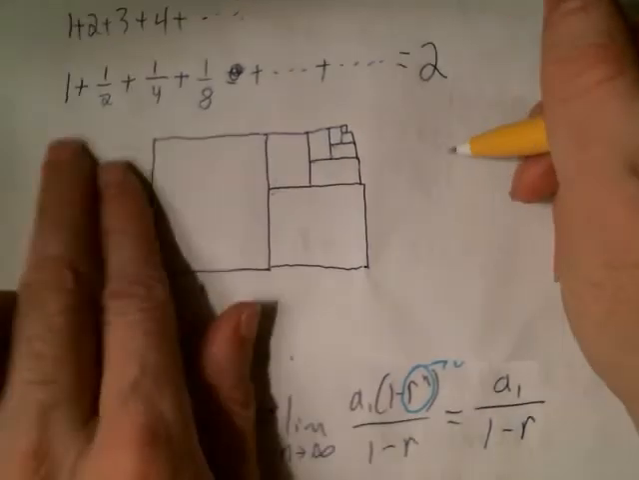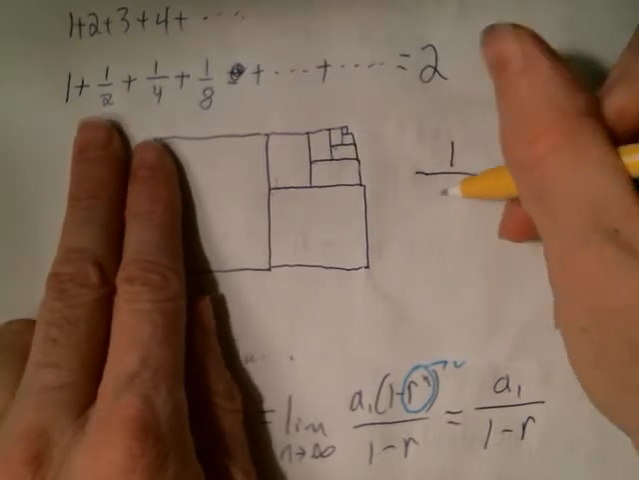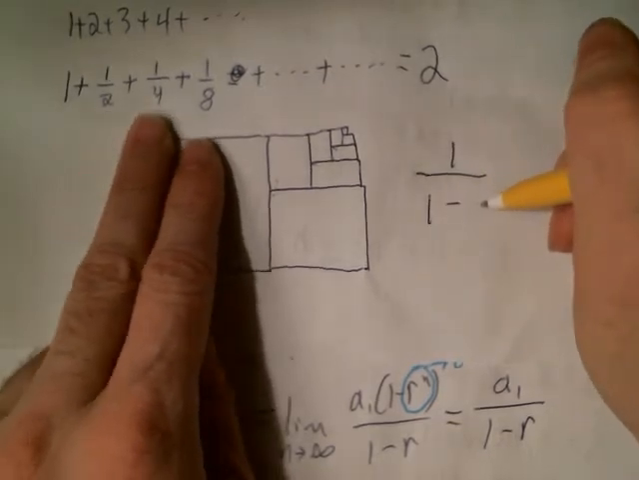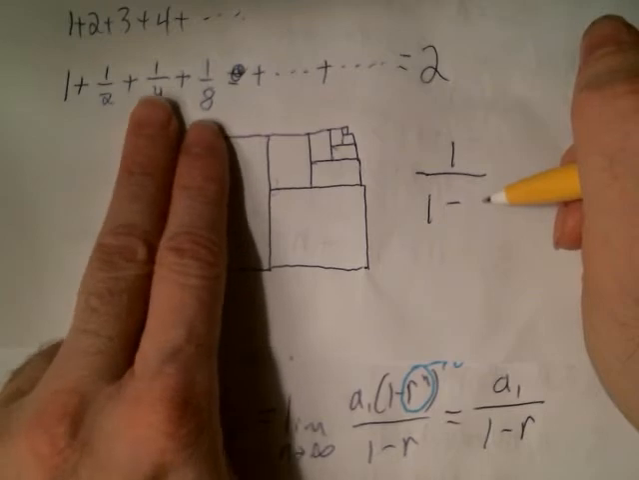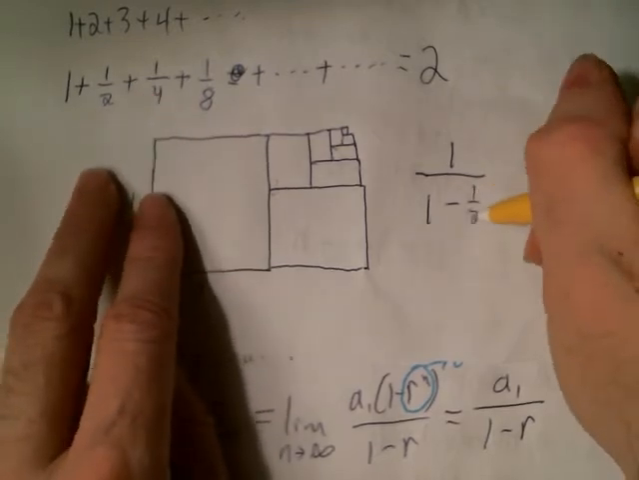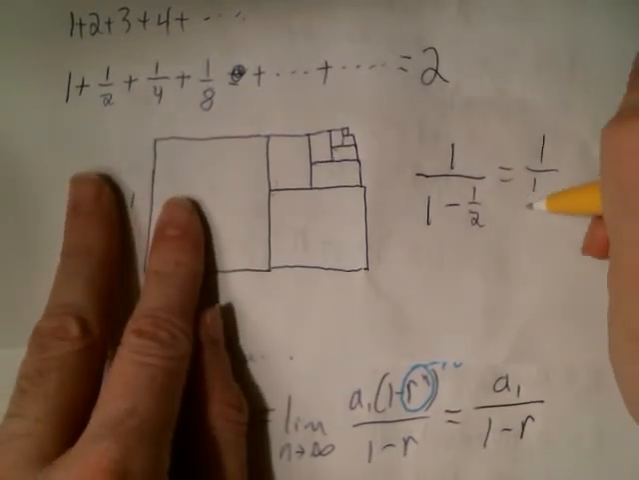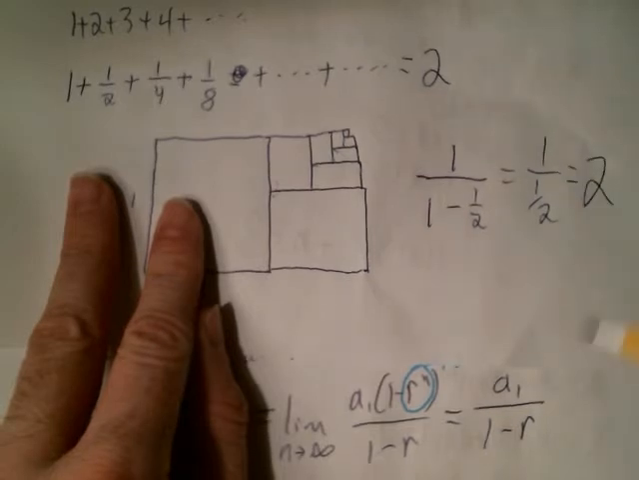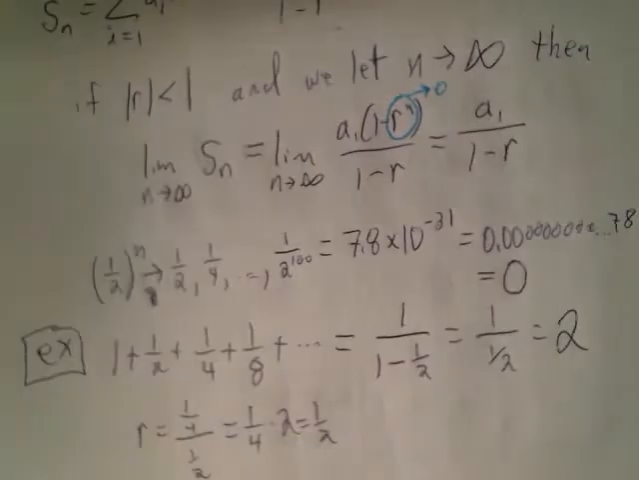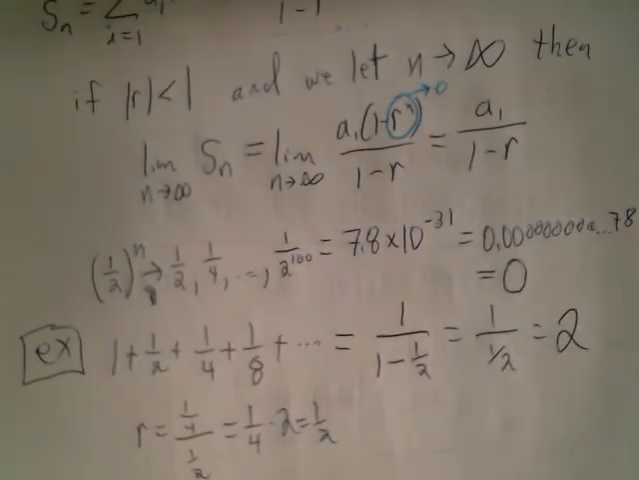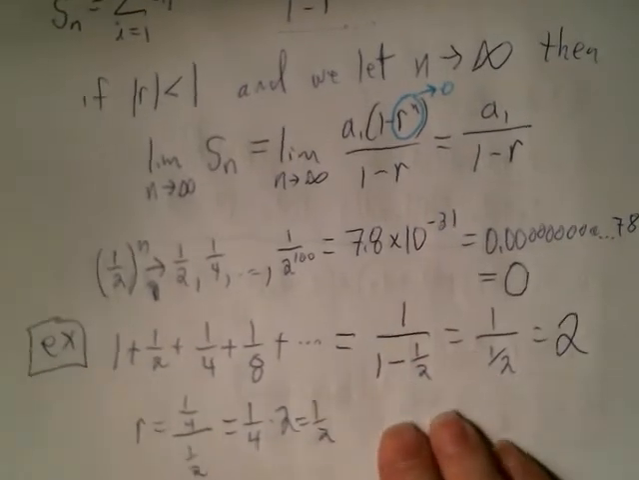And all I did this time was use this formula here. A sub 1 all over 1 minus r. So a sub 1 again was 1 all over 1 minus the common ratio between terms. So 1/4 divided by 1/2 is 1/2. Okay, so pretty interesting stuff. We could do all kinds of neat problems with it.